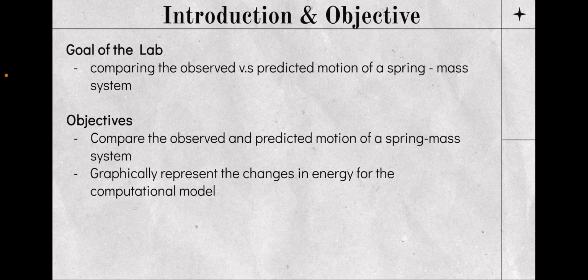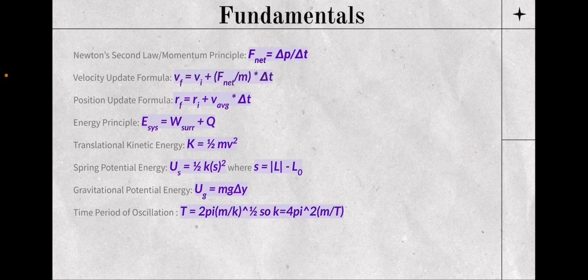In this lab, I analyzed the motion of a mass swinging in an arc while also oscillating vertically on a spring. My goal was to compare the observed versus predicted motion of a spring mass system. The objectives of this lab are again to compare the observed and predicted motions of the system, and then graphically represent these changes in energy for the computational model.